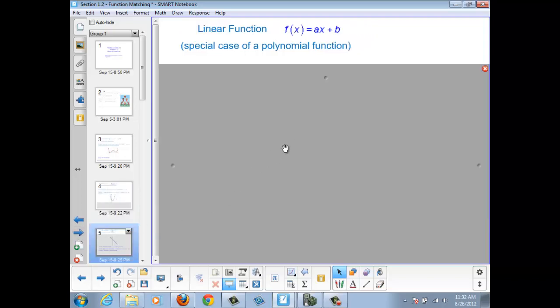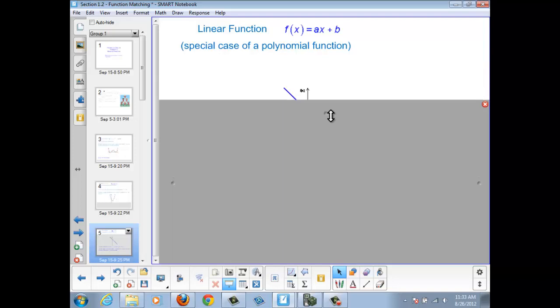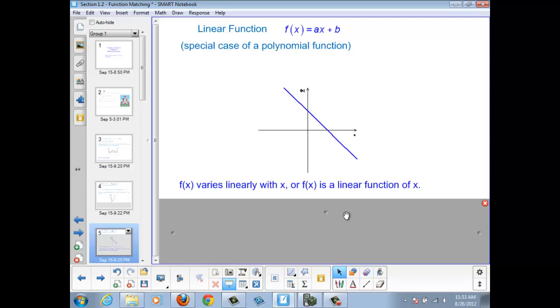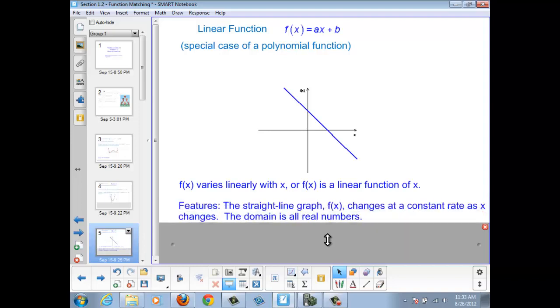Moving on to the linear function, we can't get too much more basic than this. f of x equals ax plus b. Again, a special case of the polynomial function where the degree is only 1. You're all familiar with the graph of a line. Here we would say f of x varies linearly with x, or f of x is a linear function of x. And the feature is that it changes at a constant rate as x changes. And the domain again, all real numbers.